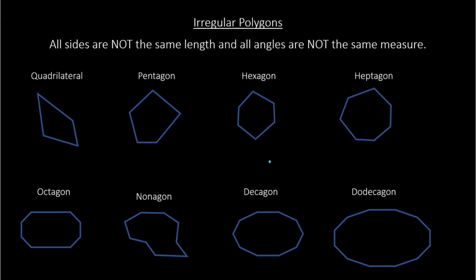So in this lesson, we have learned what a polygon is and what it is not. We have learned different parts of a polygon, and we've learned different types of polygons. And that concludes our lesson for today.